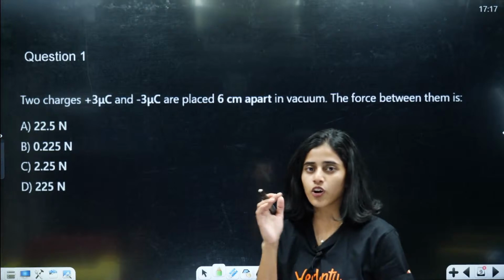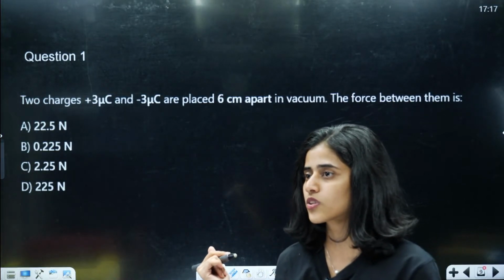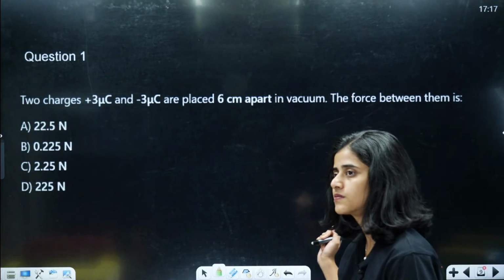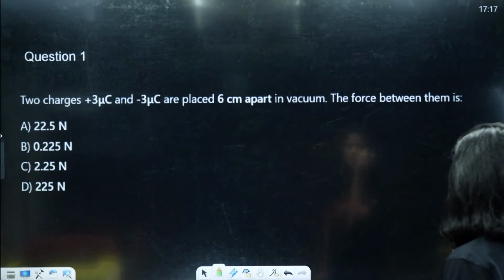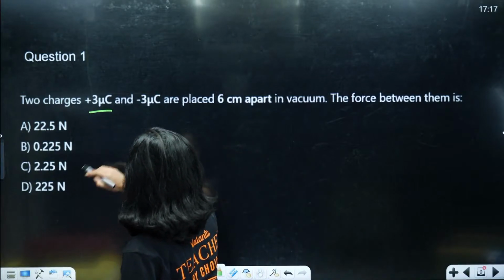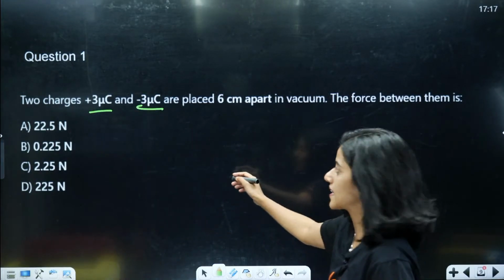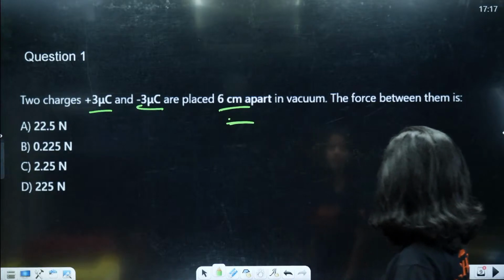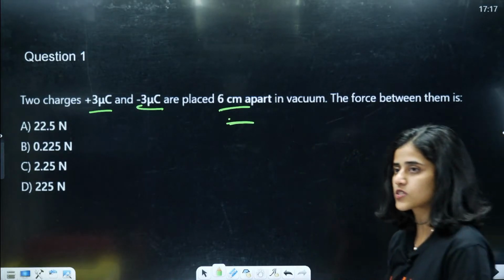Since you already know the formulas, we'll go to the problems. Okay, so first question. Two charges, the charges are plus 3 Coulomb and minus 3 Coulomb. They are placed at a distance 6 centimeter apart. You have to find out the force between them.